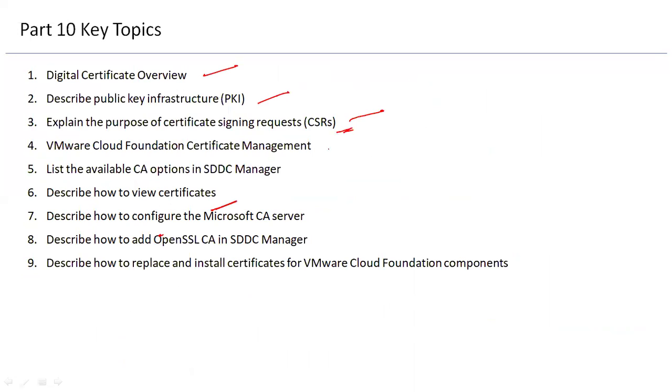Then the certificate management in the VCF environment, the list of available CA options in SDDC Manager, what kinds of CA we can integrate with the SDDC Manager environment, and describe how we'll view the certificates in the SDDC Manager console, how to configure the Microsoft CA server and Microsoft Certificate Authority within SDDC Manager, and how to add OpenSSL as a CA in SDDC Manager. Then in the last part, we'll see a little bit of hands-on, how to replace and install the certificates for the VMware Cloud Foundation components.